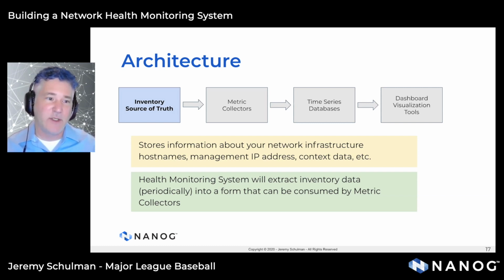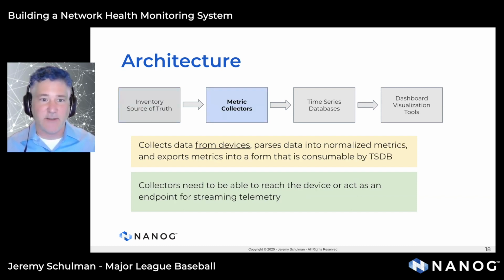And at the minimum, you need to know the management IP address and the host name, and this is where you're going to get your context data: the device role, the interface role, what site it's in. This is essentially that data repository. You need one, because a health monitoring system will extract that data, and maybe even periodically extract data because maybe that source changes, because it's what's going to be used by the collectors in order to figure out what they're supposed to be collecting.